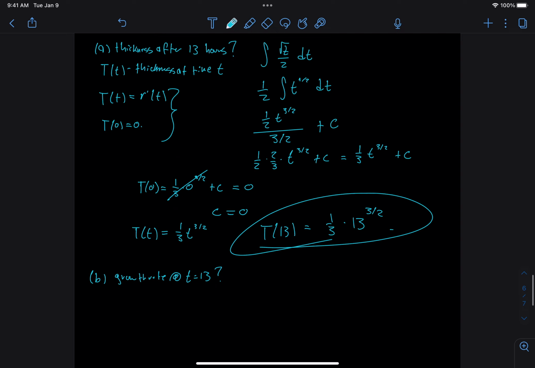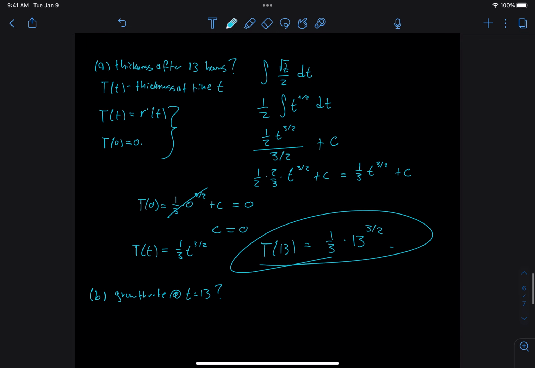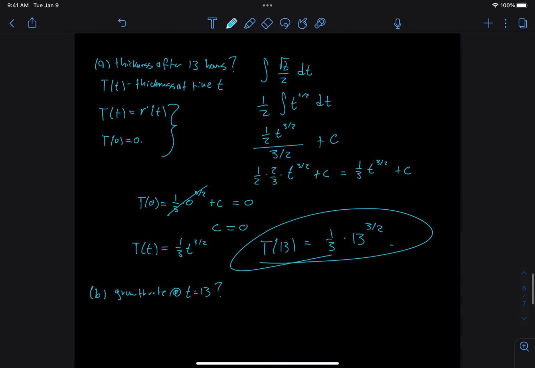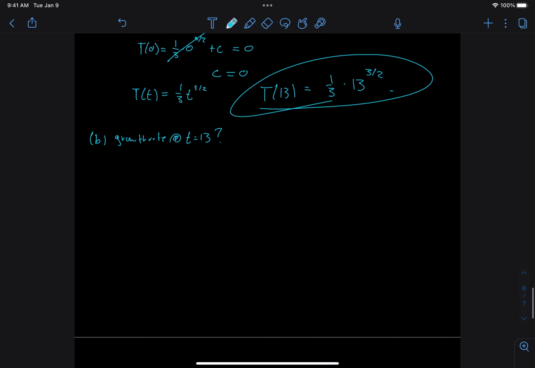So for the second part, I think some students have been confused because they feel like it's asking more than it really is. But remember, it's asking what the growth rate of the ice is at t equals 13, or at what rate the thickness of ice is increasing after 13 hours. This is given by just plugging 13 into our rate function. This rate function tells us how fast the ice is growing. So we can just plug 13 into that, so that would be r of 13, which would be the square root of 13 divided by 2.